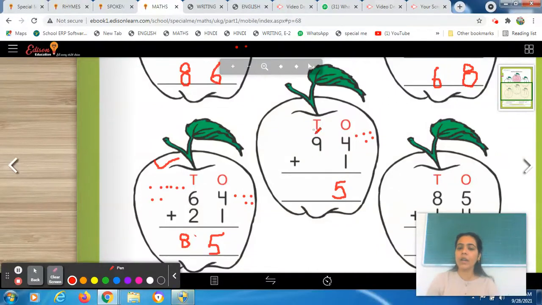The next is your number 9. But you don't have to add any number to it. So 9 you already have, write it over here. So your answer is 95. When you have 94 beans, you add one more to it. How many do you have? 95.